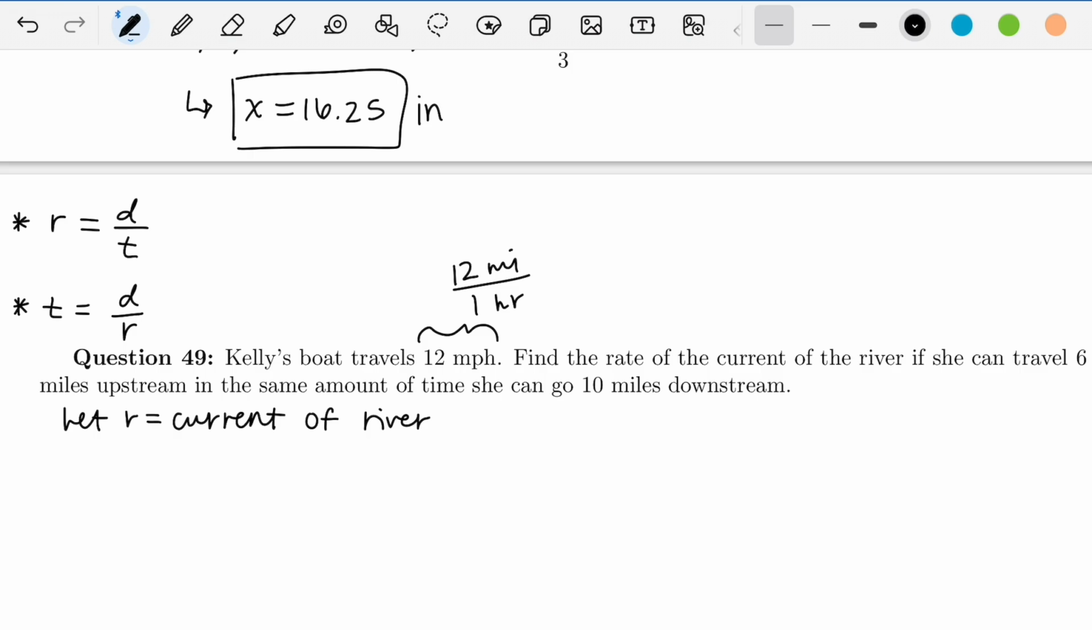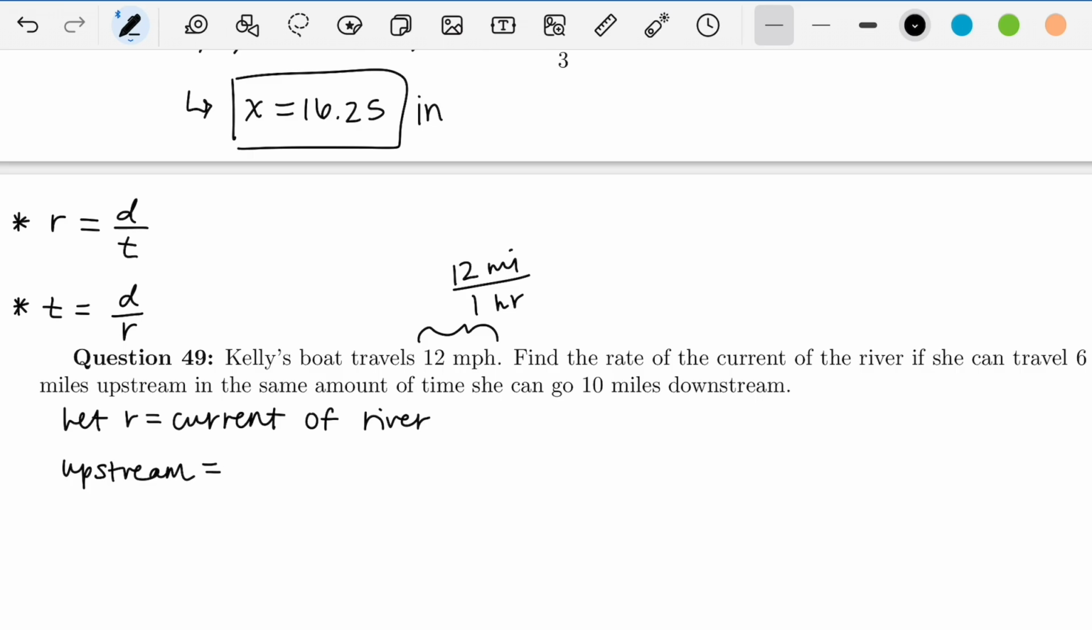Now, we're talking about going upstream and downstream. So what we need to take into account is the current of the river in that case. If we're moving upstream, this will actually slow the boat down. If the boat can move 12 miles per hour, but it's going upstream, what we're going to do is take into account the current of the river. So the boat would be moving 12 miles per hour minus this current R.